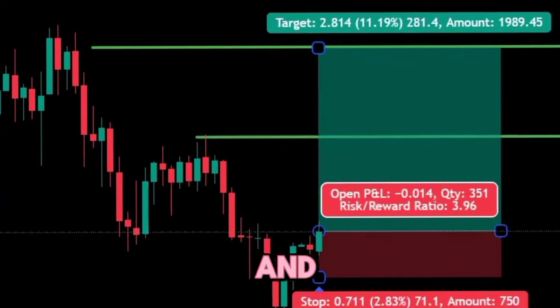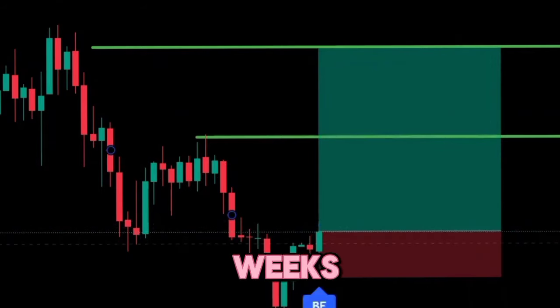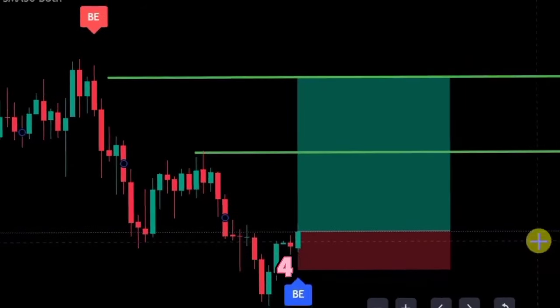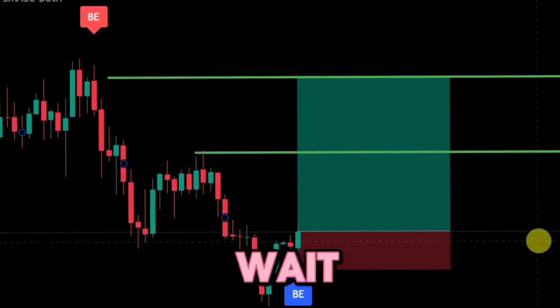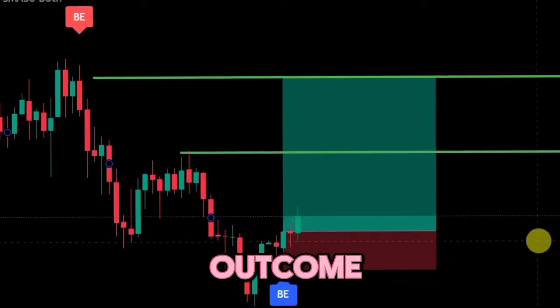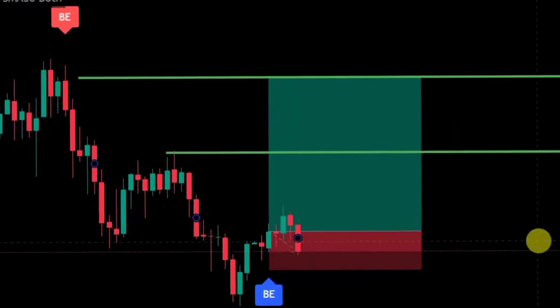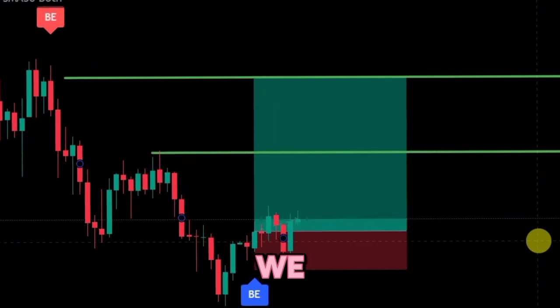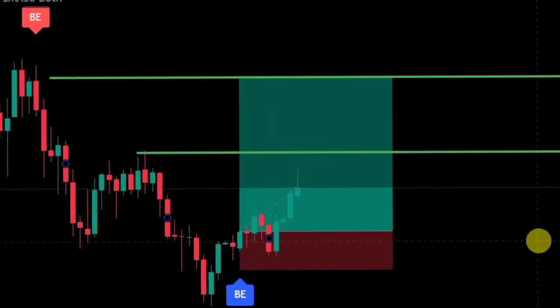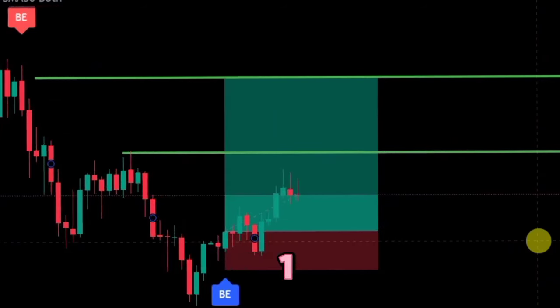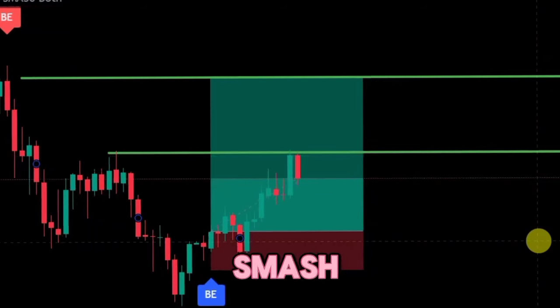So let's wait and watch what will happen to our trade. Now this is a 1:3.9 risk to reward ratio, almost 1:4. Let's wait to see what the outcome of our trade will be. Okay, we are still going. Hopefully we should get to take profit one soon. We just smashed take profit one.